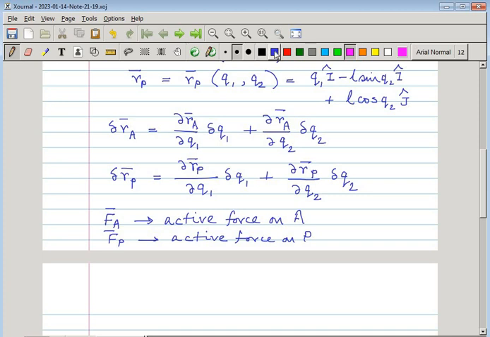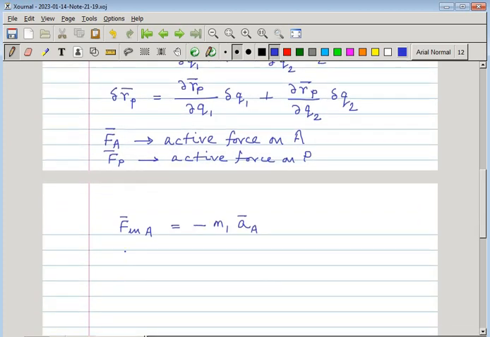And now if you find out the accelerations, the inertia force acting on A is equal to minus mass of particle 1 into acceleration of A, and similarly for P. So this is the inertia force on A, and this is the inertia force on P.